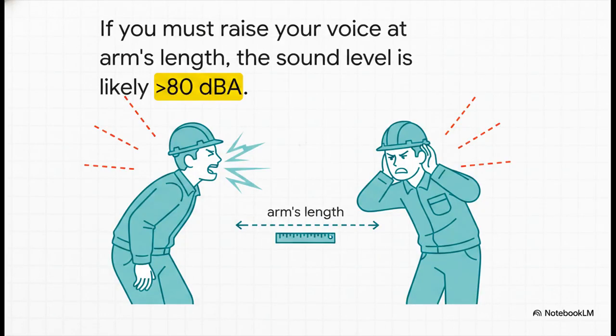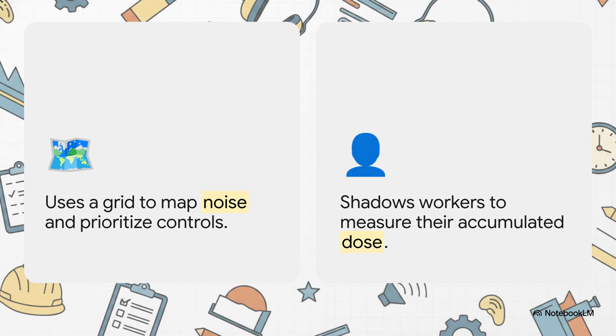So the preliminary survey is our initial screening step. And here is a fascinating, incredibly practical rule of thumb for you. You don't always need a fancy meter to know you have a problem. If you are standing one arm's length away from a colleague, and you have to raise your voice just to be understood above the background noise, well, the sound level is likely greater than 80 dBA. That is the threshold. If you have to raise your voice, that immediately triggers the need for a comprehensive, detailed assessment. Once that detailed assessment is triggered, we have two main ways to conduct the investigation.